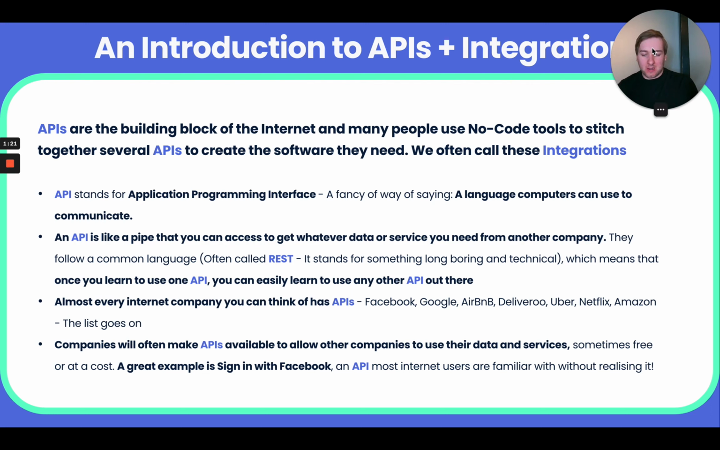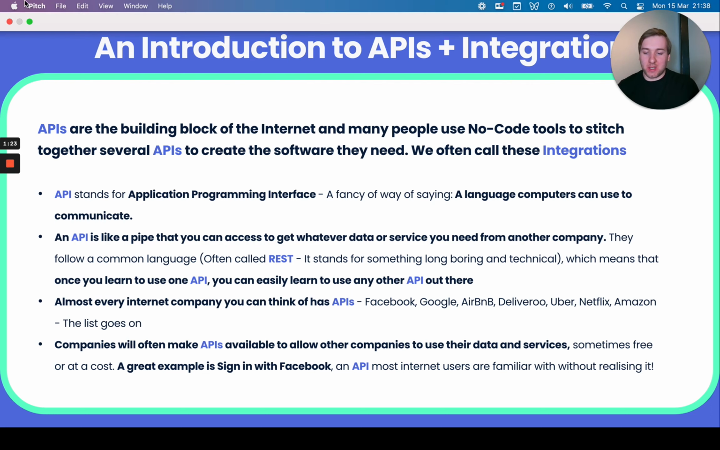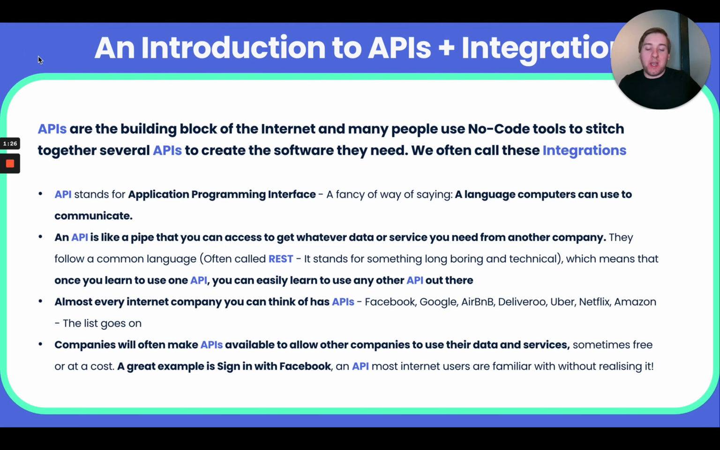So let's start with a bit of an introduction to APIs and integrations. For me, an API really is a building block of the internet. A lot of no-code tools out there essentially exist to let people stitch together several APIs and use that to create the software they need in a nice, more approachable user interface. And so an API is essentially a way for two computers to communicate, and when they successfully communicate, we call the outcome of that an integration. I'll get into what that really means in a little bit. Let's look at some of the high level details first.